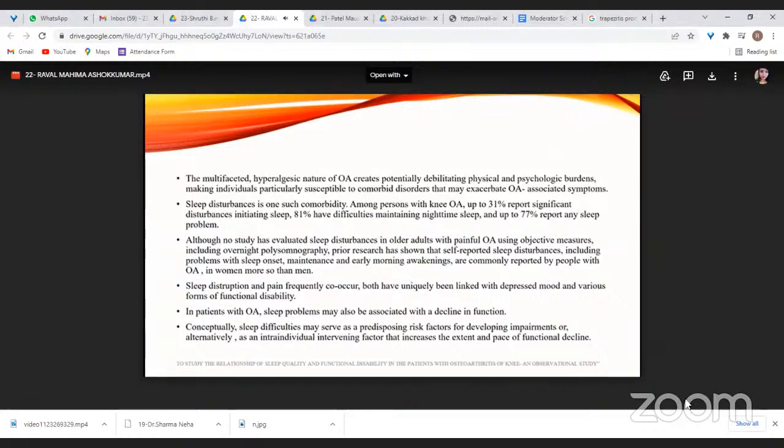One of the most common OA-associated symptoms is sleep disturbance, and it is one such comorbidity among persons with knee OA. Up to 31% report significant difficulty initiating sleep, 81% have difficulty maintaining nighttime sleep, and up to 77% report some sleep problem. Although no study has evaluated sleep disturbances in older adults with painful OA, the need of the study is to evaluate sleep disturbances with functional disability in patients with OA.